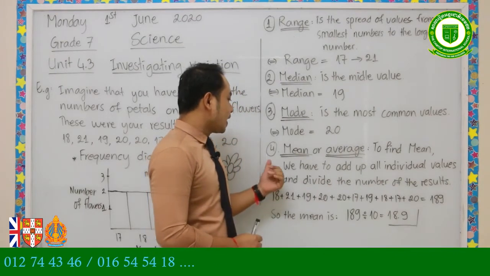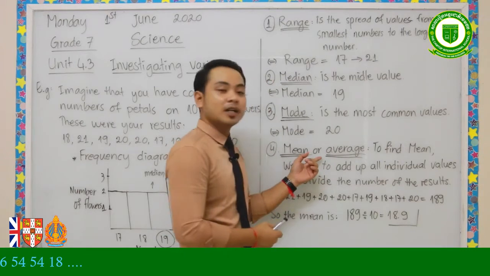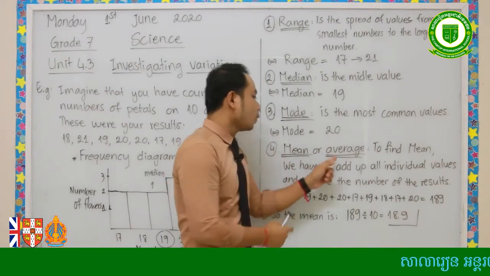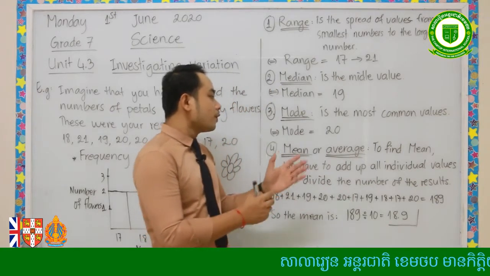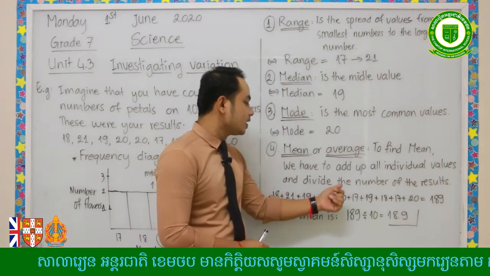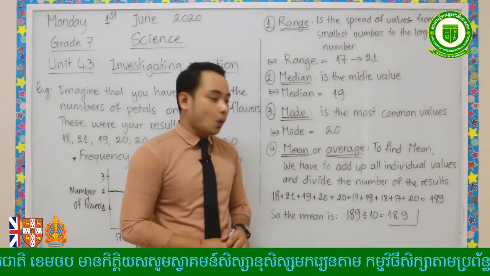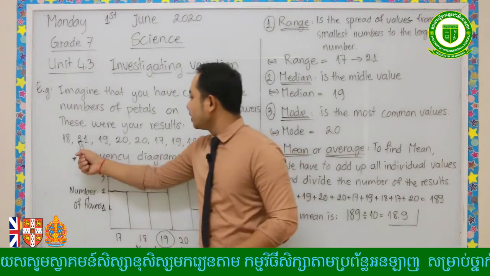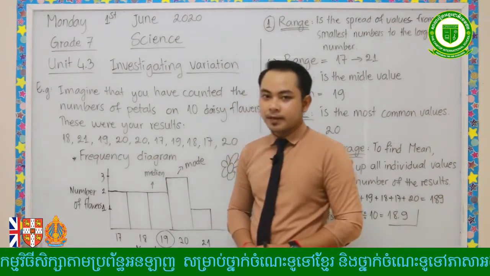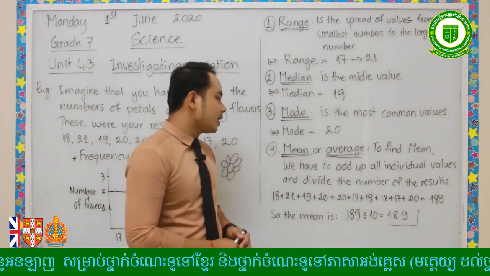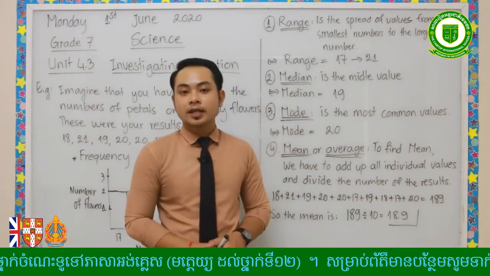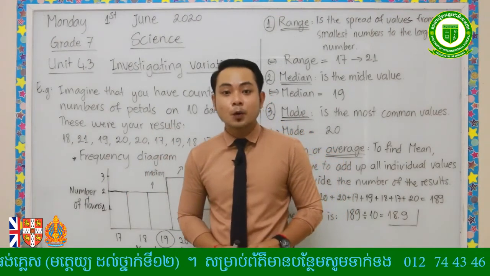And the last one, we are going to look for the mean, or sometimes people say average. We can say mean or we can say average, okay? So to find the mean or average, we have to add up all the individual values and divide by the number of the values. So let's count together. How many numbers are there? 1, 2, 3, 4, 5, 6, 7, 8, 9, 10. So there are 10 individual numbers, the numbers of the daisy flowers.